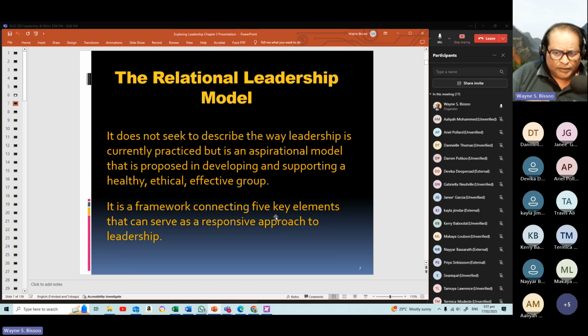All right. Generally, the model is not seeking to describe what's happening now, but it is seeking an alternative that people can aspire towards. So there are some things that we're going to be looking at that we're going to be asking people who may be in leadership roles already to evaluate and probably change what is happening.